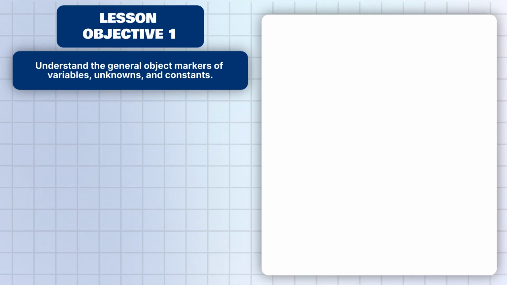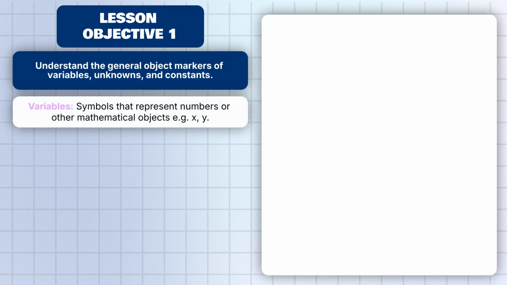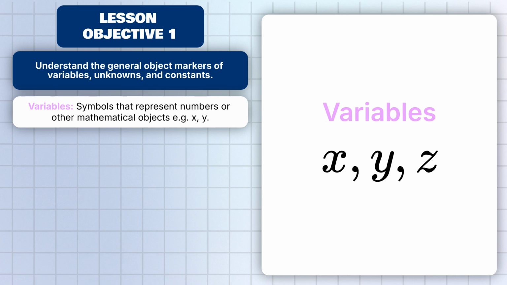Let's start with some definitions. In algebra, variables are symbols that represent numbers or other mathematical objects. They can be as general as we need them to be. Variables are often letters like X, Y, or even Greek letters such as alpha. Variables allow us to create general expressions that can be used in various situations.